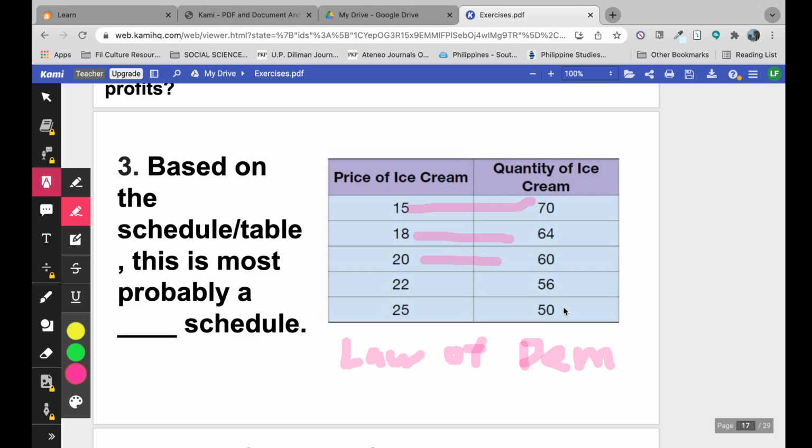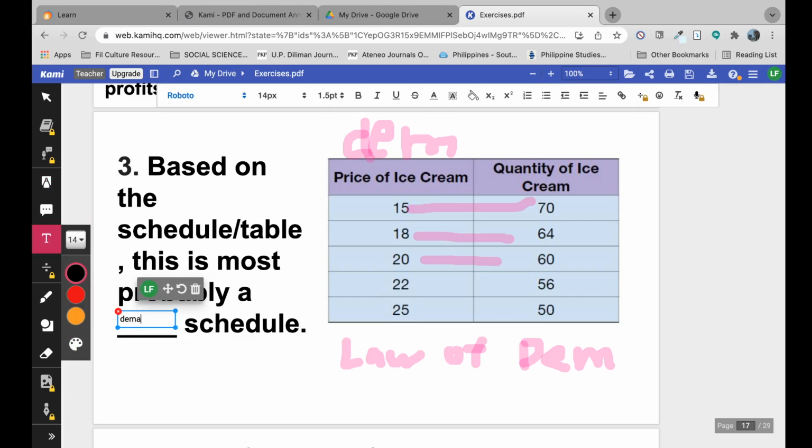Which means that the correct answer for this would probably be, this illustrates a demand schedule because it shows an inverse relationship between price and quantity. If it was supply, it would be the reverse. With increases in prices, there should be a corresponding increase in the quantities. Right? So if this is 15, 70, kapag 18, dapat tataas to kapag supply schedule ito. So again, the correct answer is that this should be a demand schedule.